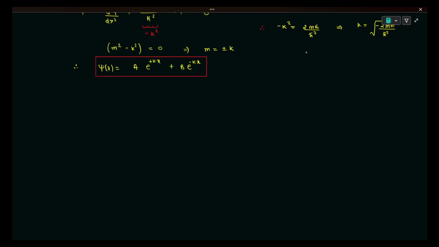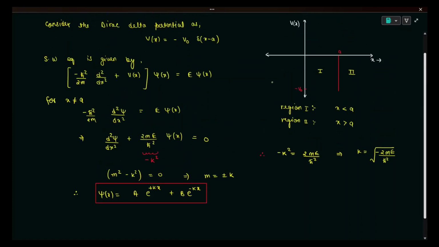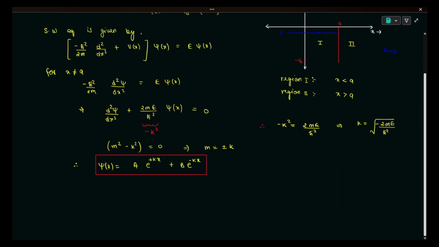Please note that I am considering energies which lie in this range. So basically this energy is negative. That's why the square root of this whole thing, this k, will have a real value. It won't be an imaginary thing. So don't be confused by this negative sign here. It will be balanced by this negative energy.